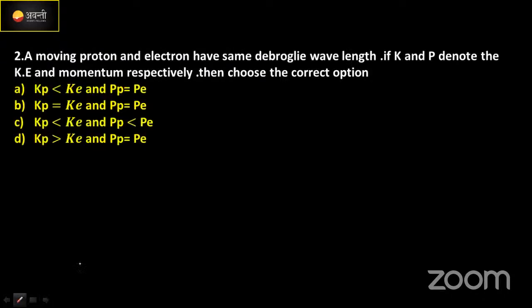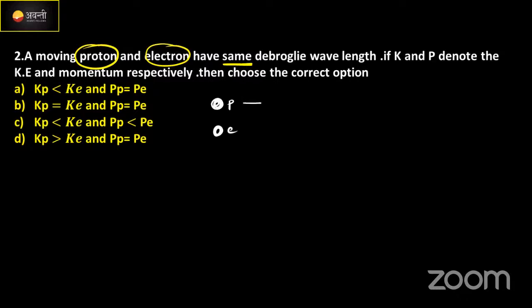Question, yes, here the question. Don't get confused here, it's the simplest question. A moving proton and an electron have the same de Broglie wavelength. Write the condition: here there is a proton and here there is an electron, correct.